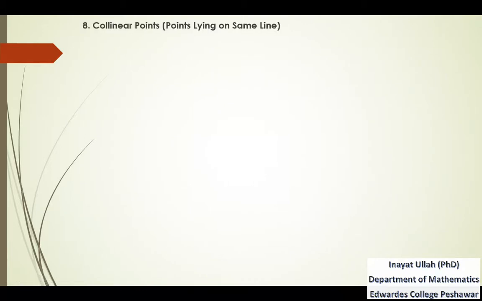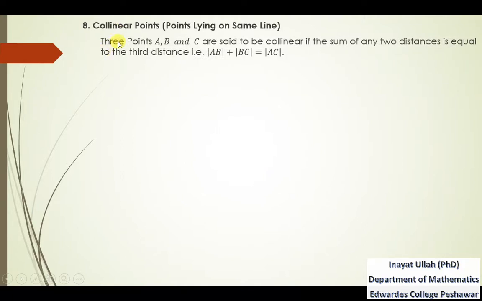In this slide, we are going to study the definition of collinear points. So what are collinear points? From the name it is clear that collinear means the points which lie on the same line. If 3 points are lying on the same line, then we say that those points are collinear. So 3 points A, B and C are said to be collinear if they lie on the same line.